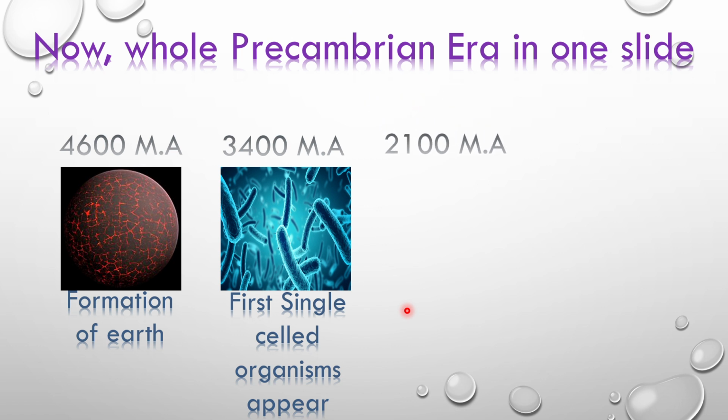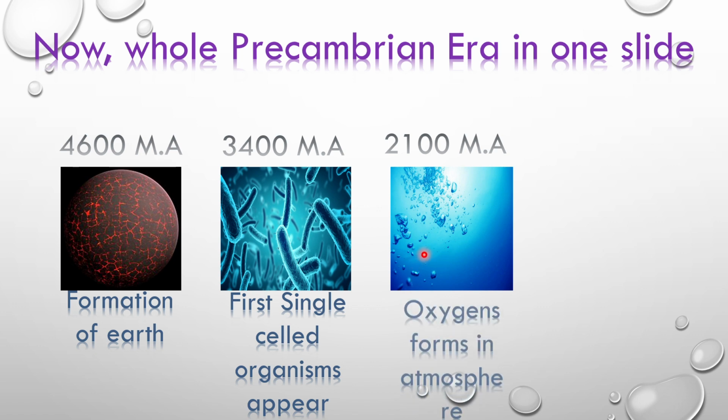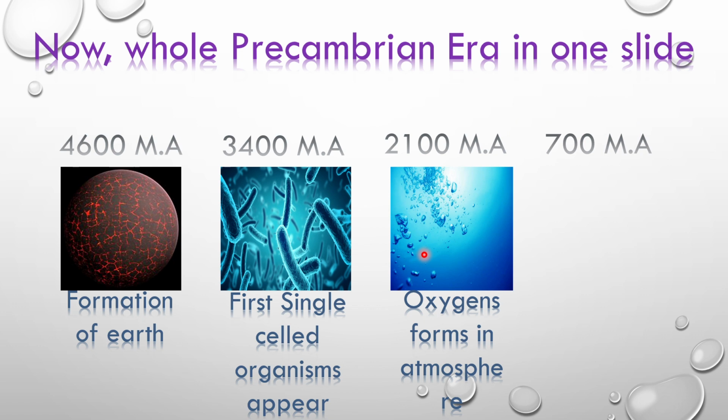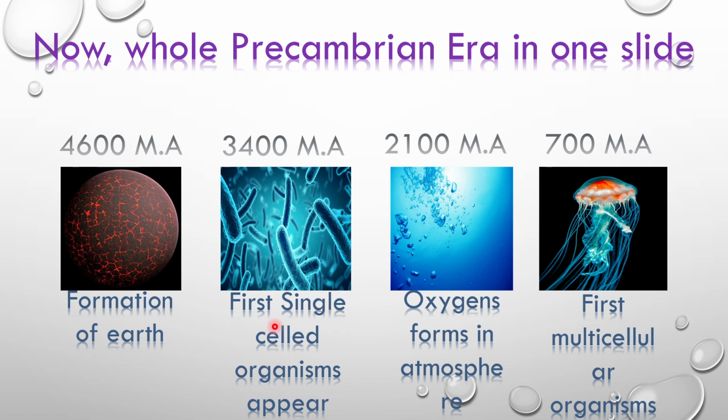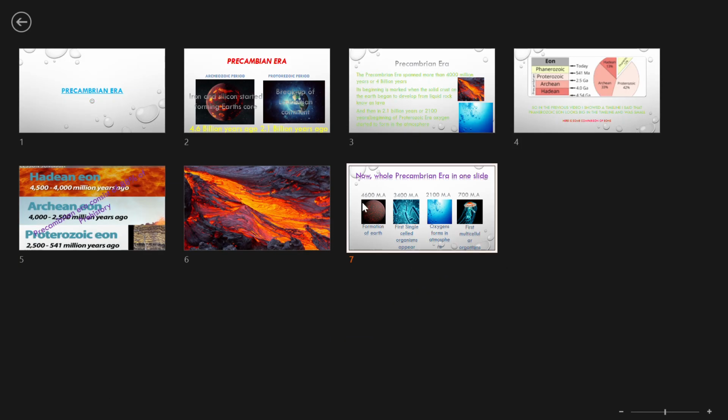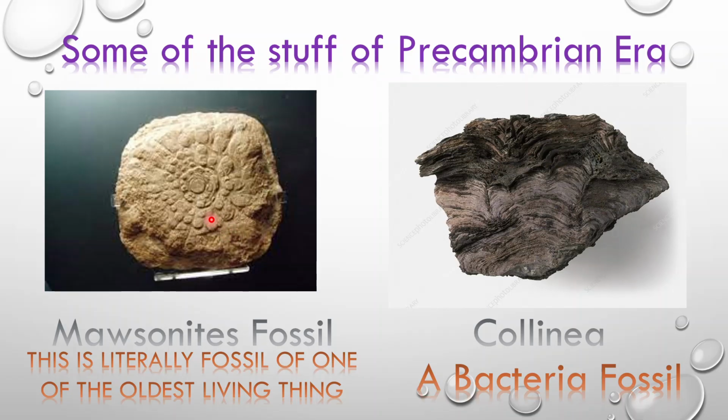Now, 2,100 million years ago, oxygen forms in the atmosphere. Now, Earth is coming to become like it is right now, in the present time. And 700 million years ago, the first multicellular organisms started to appear, like jellyfish, or mosonite, or colinia, a bacteria.